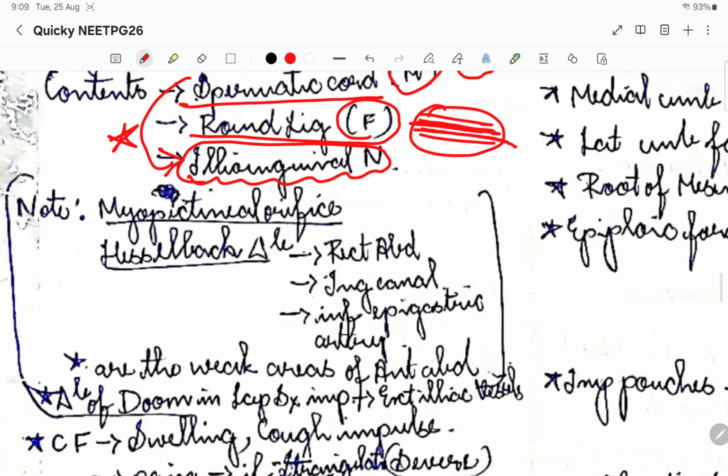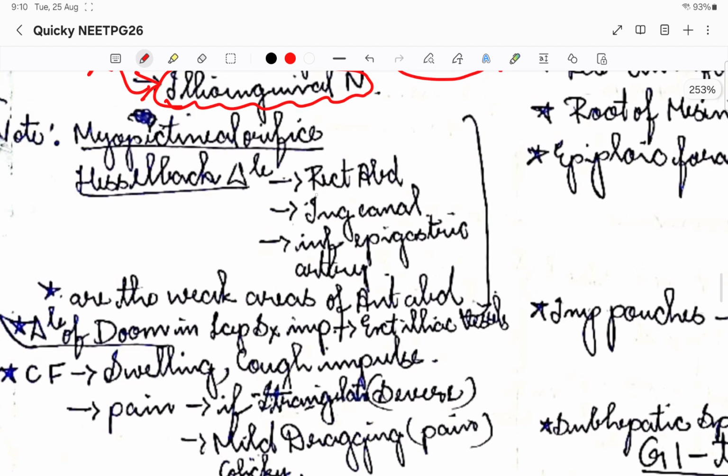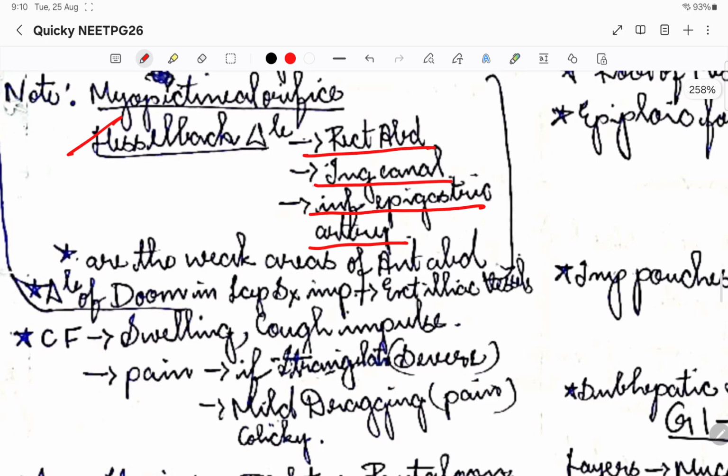Now please note there is something called the myopectineal orifice and Hasselbalch's triangle, which is very important. The triangle is formed by the rectus abdominis, the inguinal ligament and the inferior epigastric artery. This is the weakest part of the anterior abdominal wall. Hasselbalch's triangle is where the direct hernia can happen. Both the myopectineal orifice and Hasselbalch's triangle are weak areas of the anterior abdominal wall.